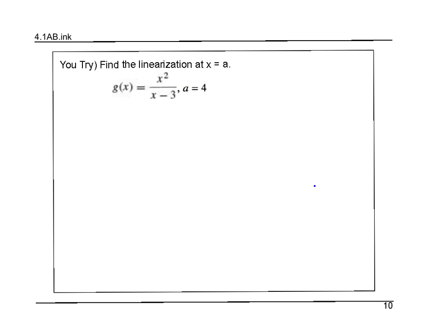Okay. So we'll do one more together, and I'll leave the last one for us to do in class. Find the linearization at x equals a. The function is x squared over x minus 3, and a is equal to 4. I need my point, which means I'm just evaluating at 4. So g of 4 is equal to 16 over 1. So my point is (4, 16).